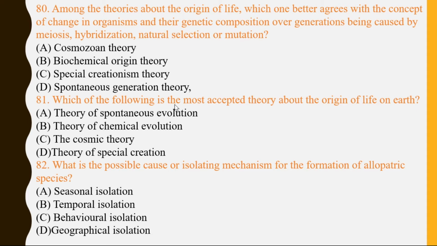Question number 81. Which of the following is the most accepted theory about origin of life on the earth? A. Theory of spontaneous evolution. B. Theory of chemical evolution. C. The cosmic theory. D. Theory of a special creation.